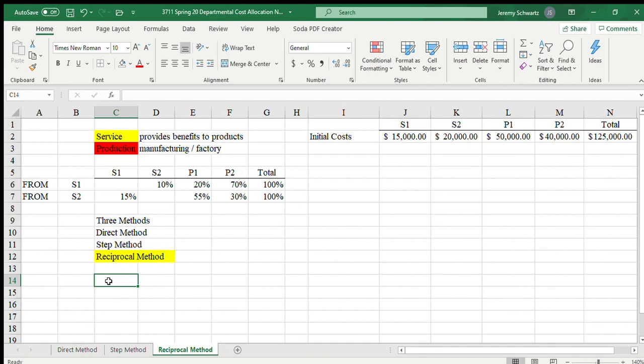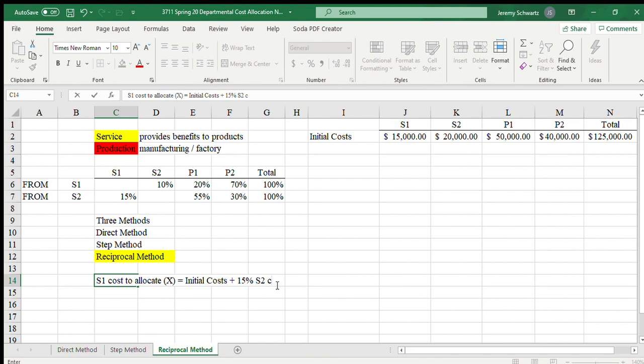So if you will work with me a little bit here, we're going to do a little bit of algebra. But basically, what we're dealing with is S1 cost to allocate, and we might call that X, is equal to its initial cost plus, well, what it receives from Service Department 2. So 15% of S2 cost to allocate.